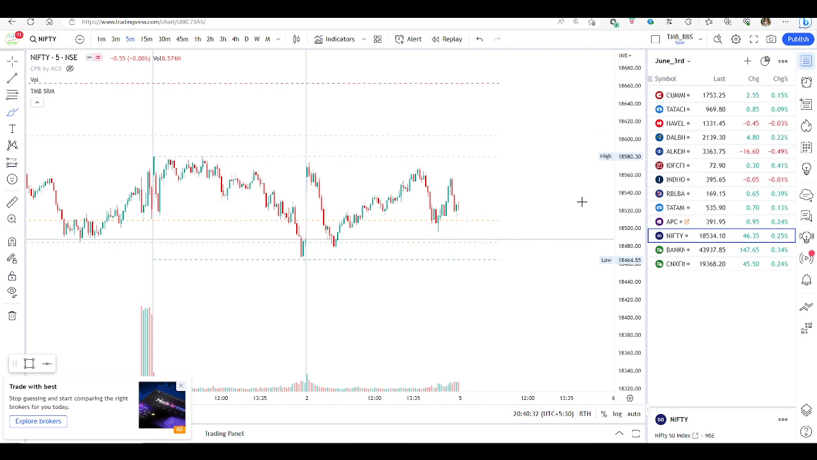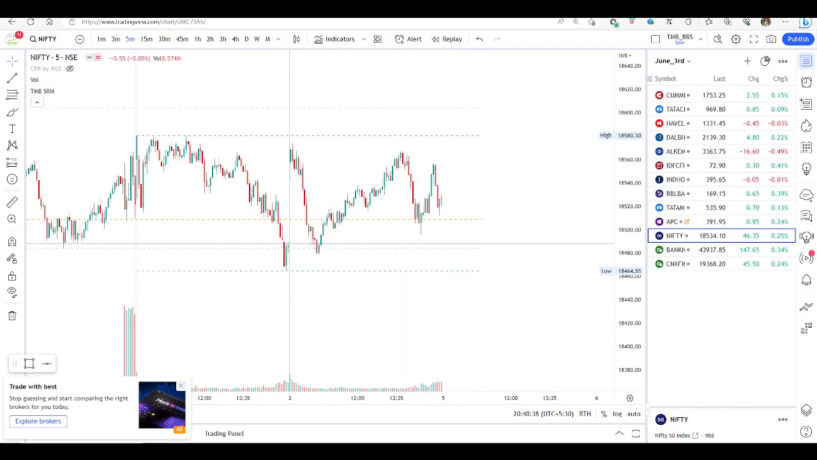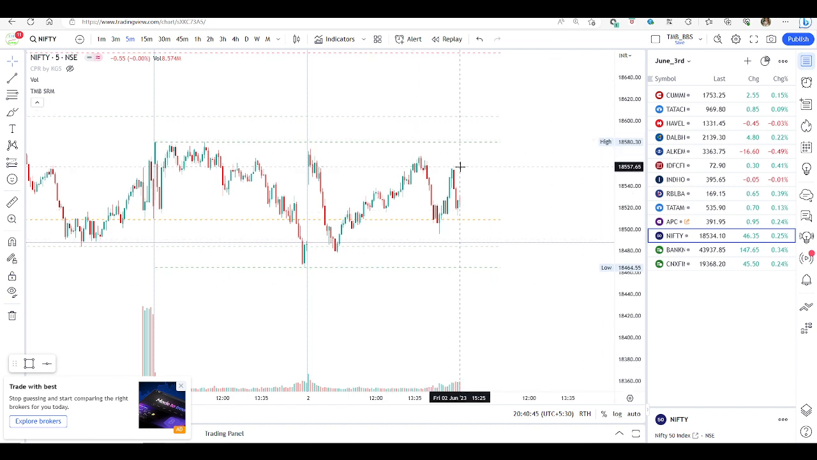Okay, let's go for today's price action. That means tomorrow's price action, which is June 4th. What I am expecting is, let's start with the market sentiment first. Let us find out the market sentiment first.